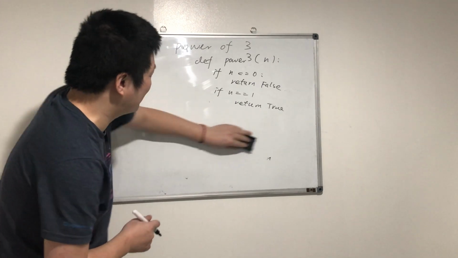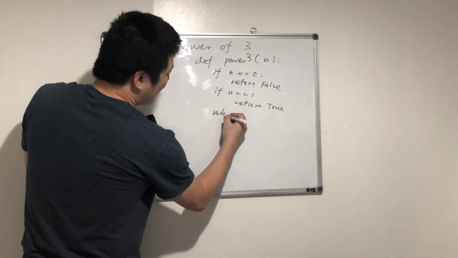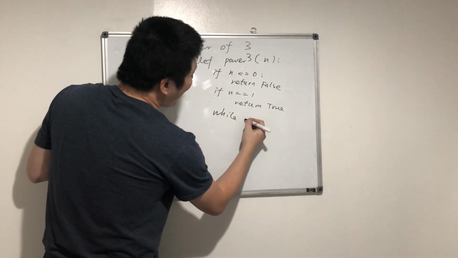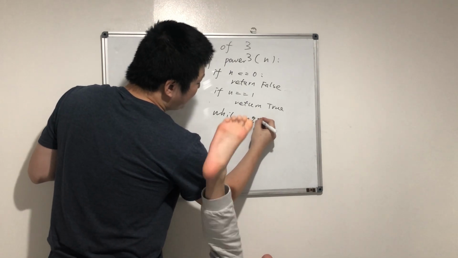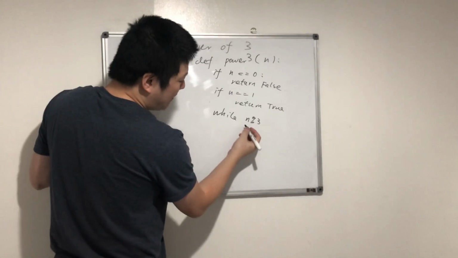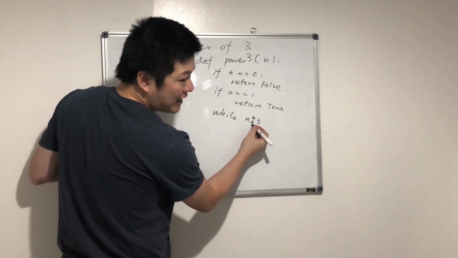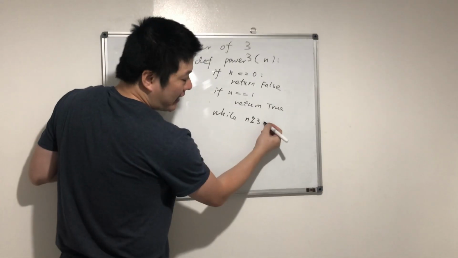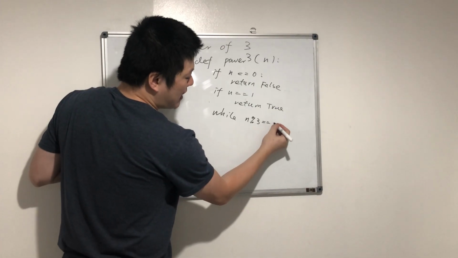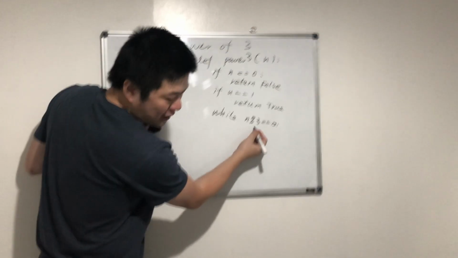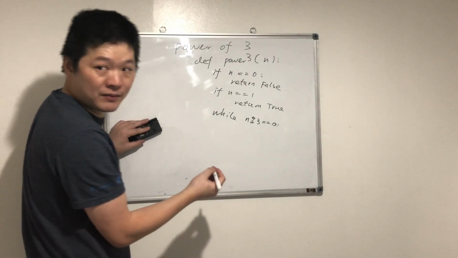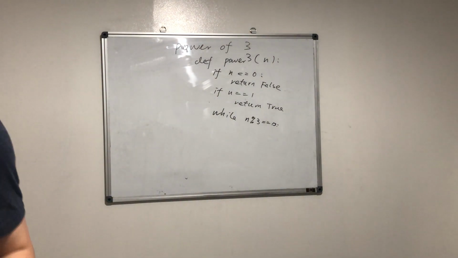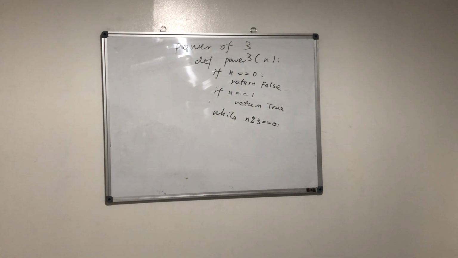Look, we can do this. While n can be divided by 3, look, right, Eric. While n can divide by 3, then what should I do with that?